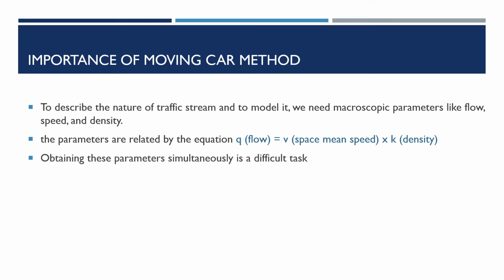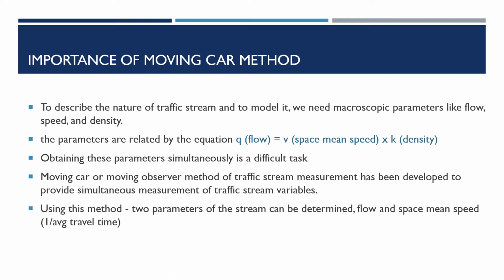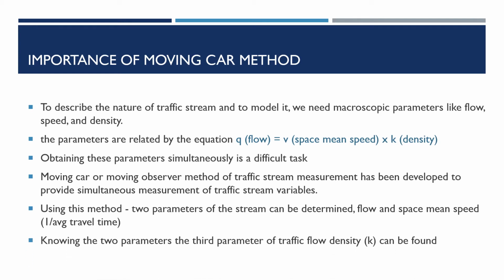Now, why are we introducing this here? The question is, how do we obtain these parameters simultaneously? So here comes the application of the moving car method. The moving observer method has been developed to provide simultaneous measurement of traffic stream variables. That means two parameters of the stream, flow and space mean speed, can be obtained through the moving car method. Once we get flow and space mean speed, the density of the stream can be calculated. That is why this method is very popular.